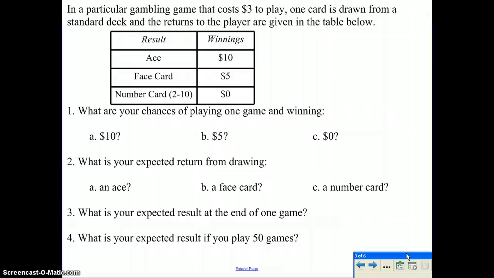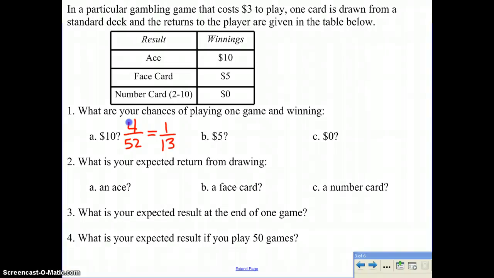So the first question asks, what are your chances of playing one game and winning, first off, $10? Well, in order to win $10, you got to draw an ace. So, how many aces are there? Well, if you know a standard poker deck, there's 4 aces out of 52 cards. So the chances in one game of winning $10 is 4 out of 52, which reduces to 1 out of 13.